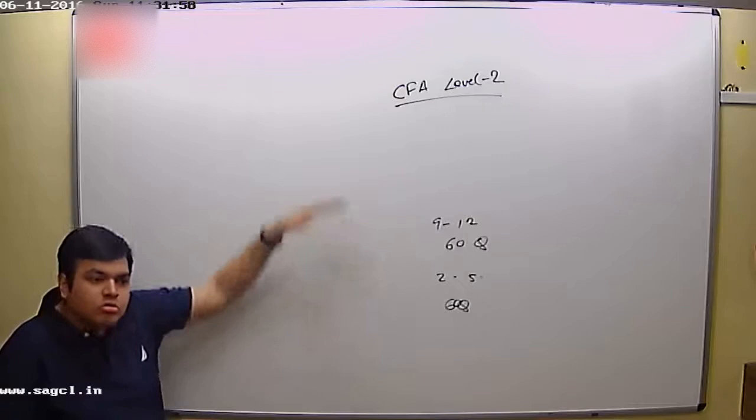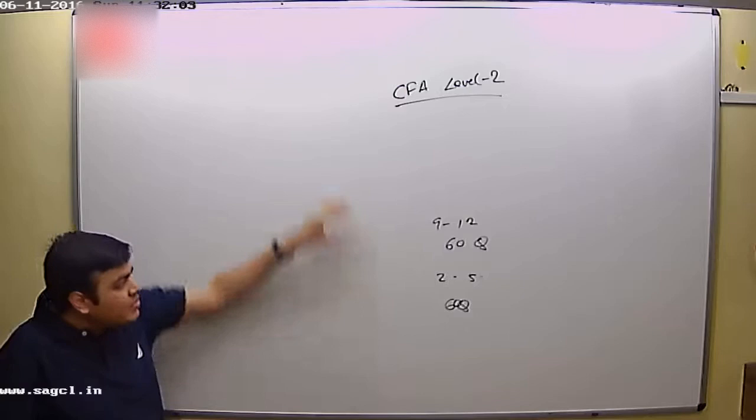You knew that the first 18 had to be from ethics. You knew that the next 14 had to be from quants. And there was one question, 3 options. One question, 3 options. That was the pattern of level 1.